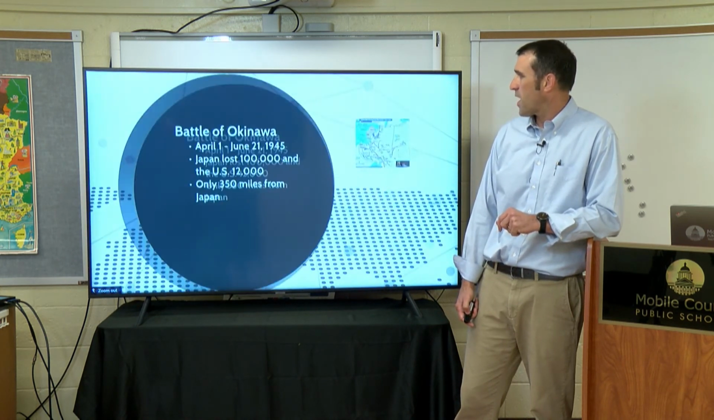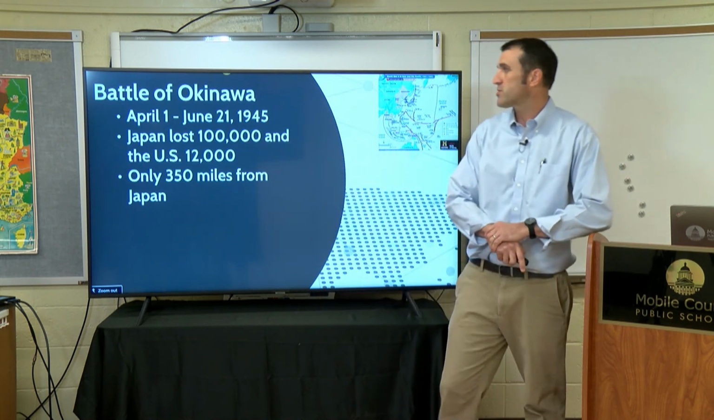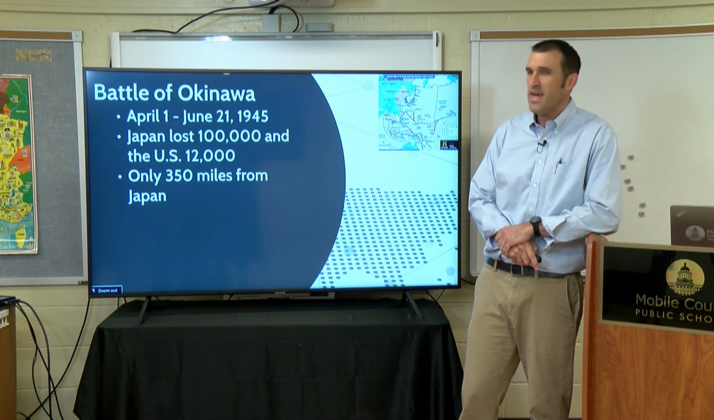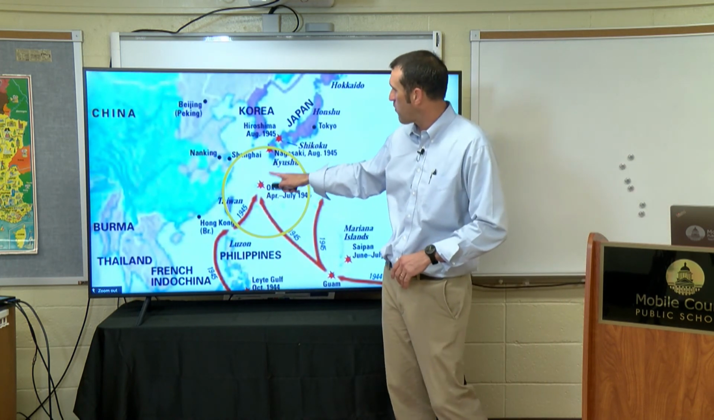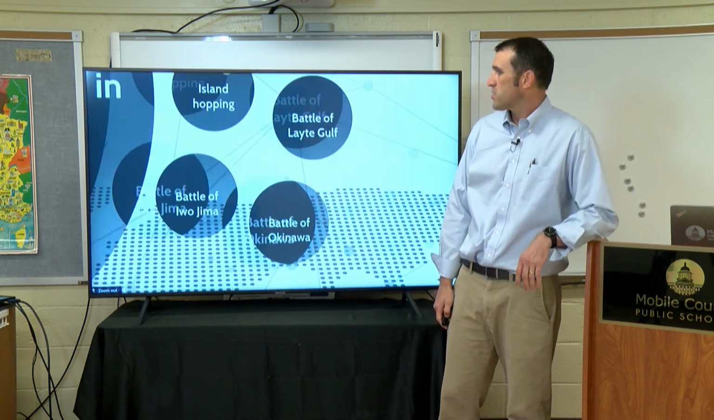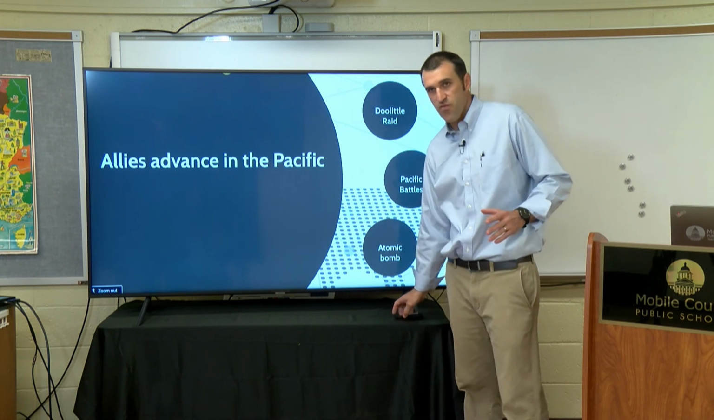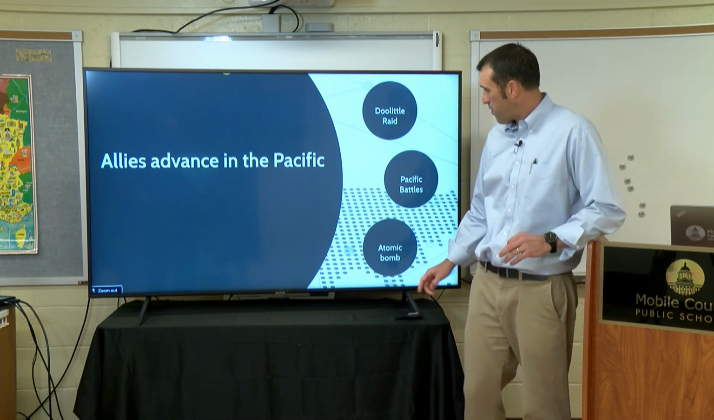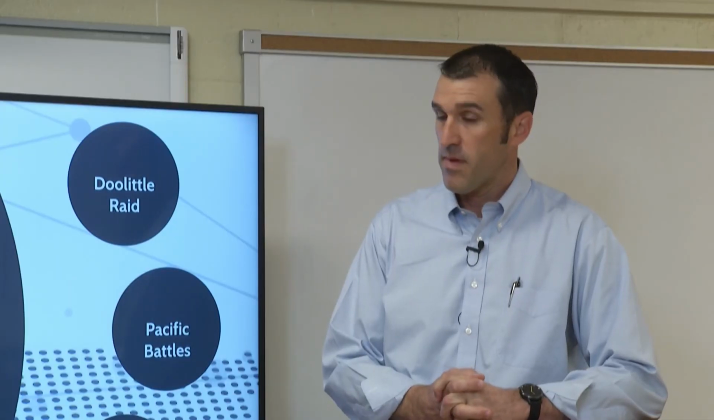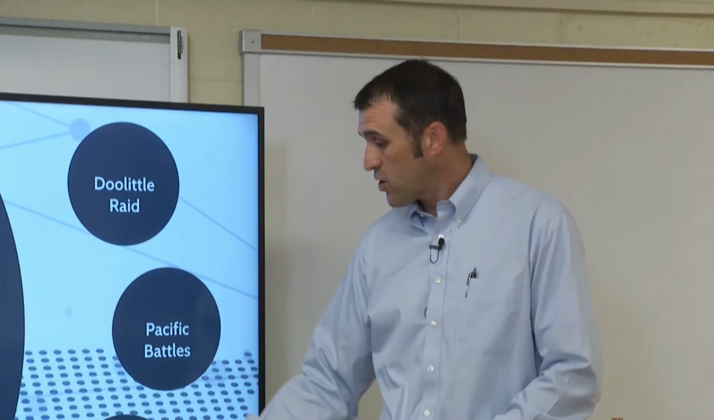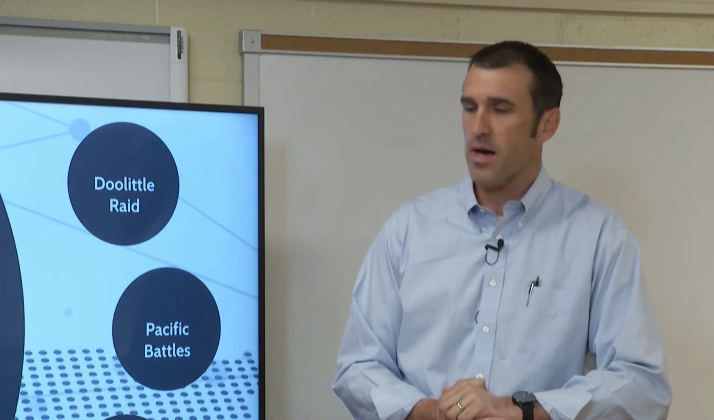And then the Battle of Okinawa, closer and closer. Japan lost about 100,000 men, U.S. 12,000, and now we're right on the edge of Japan. Here's the Battle of Okinawa. We're right there. We didn't get quite as far as I would have liked, but now the choice is, do we invade mainland Japan or not? And the answer eventually was not. And so we made the decision to drop the atomic bomb.